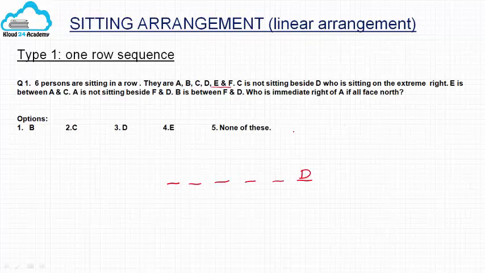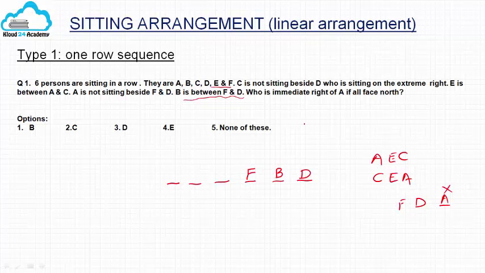E is between A and C. So E is between A and C, or it can be like this: C, E, A. In both the cases, E is between A and C. A is not sitting beside F and D. So wherever F and D are there, A is not there. B is between F and D. So D is here. Between F and D, B is there. So F will be here and B will be here.